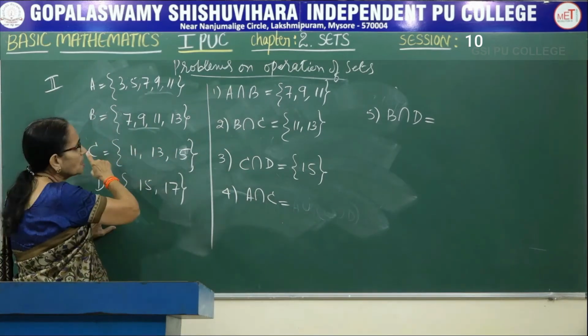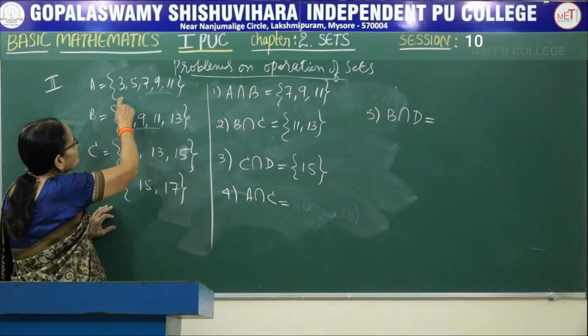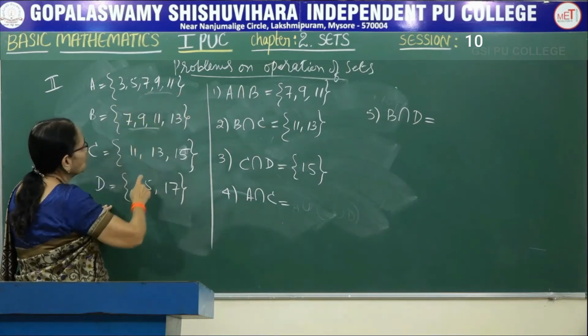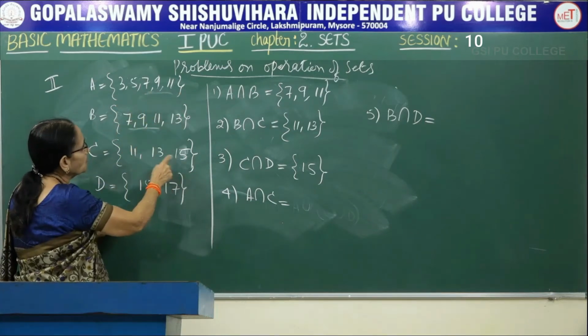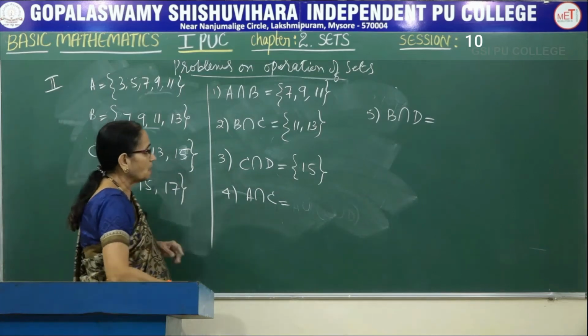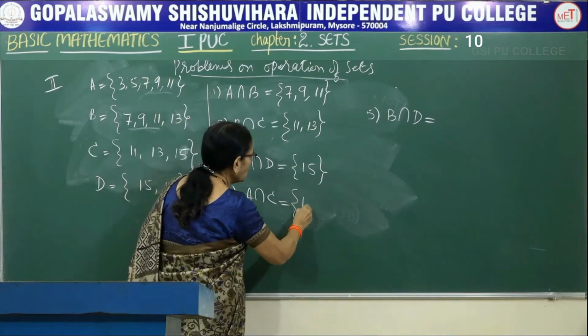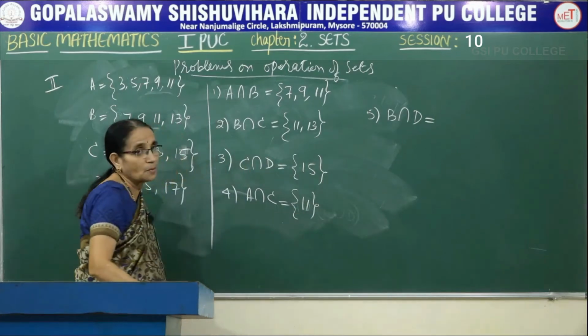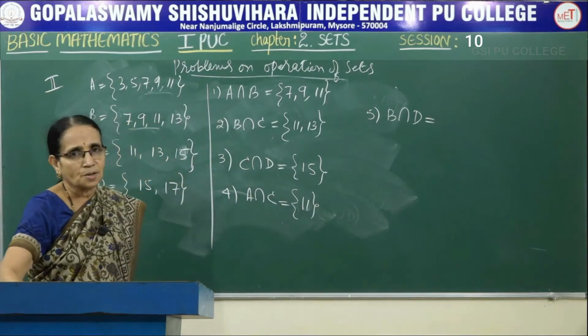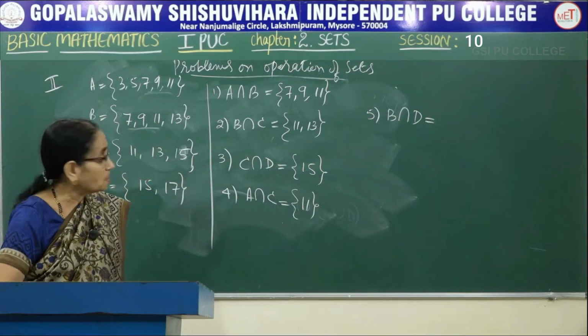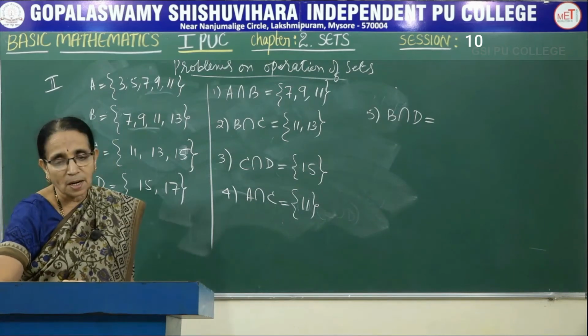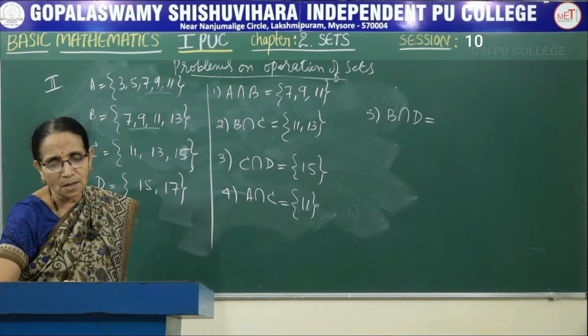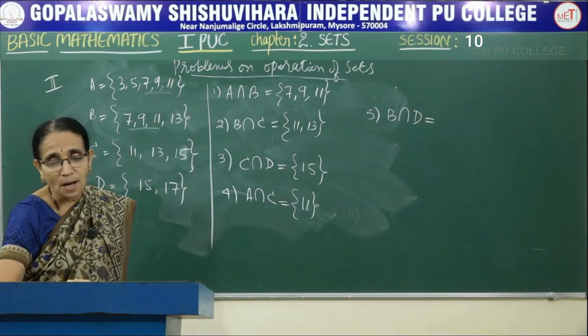Now take A intersection C: 3, 5, 7, 9, 11 and this contains 11, 13, 15. What is the common element? Again it is only one element, that is 11. So both C intersection D and A intersection C are containing only one element, it is a singleton.